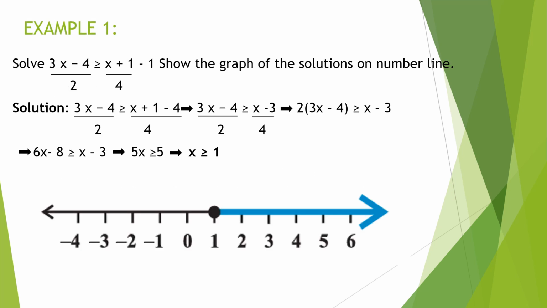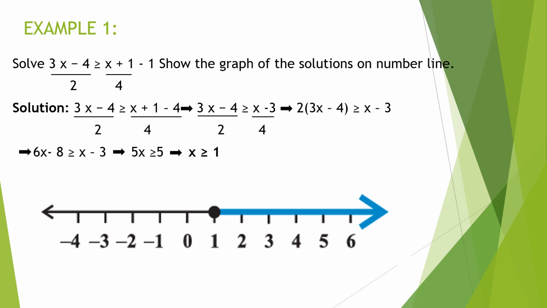Example 1. Solve (3x minus 4) by 2 greater than or equal to (x plus 1) by 4 minus 1. Show the graph of the solutions on the number line. So first we solve it. First thing is we take the LCM on the right hand side and then what do we get? (3x minus 4) by 2 greater than or equal to (x minus 3) by 4.